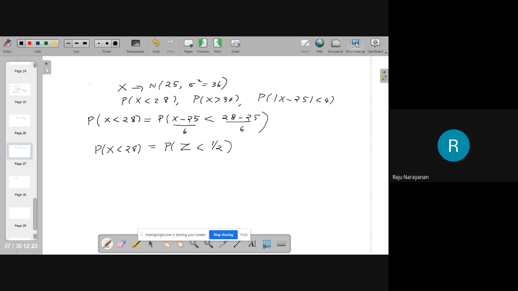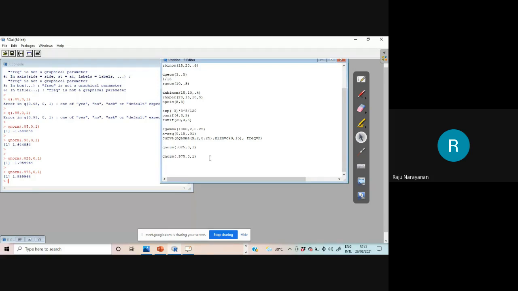I will verify these things. Probability of X less than 28, what is the function we have to use? pnorm we have to use. Probability of X less than 28, therefore 28. Then you have to mention the parameters. Mu, what was mu? 25. What is sigma? 6. You have to give. Okay. Next one, pnorm at less than half.